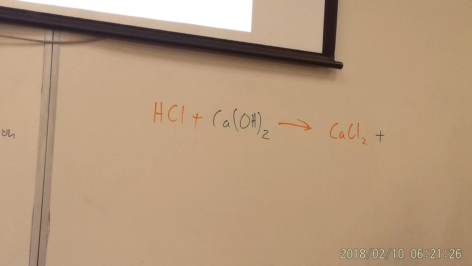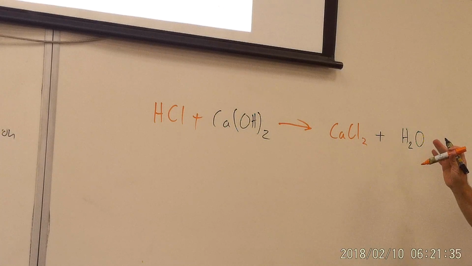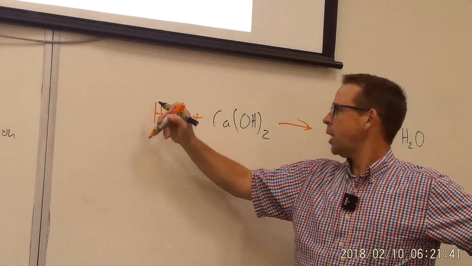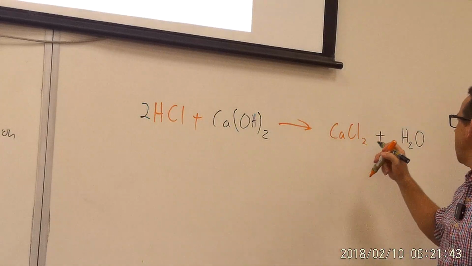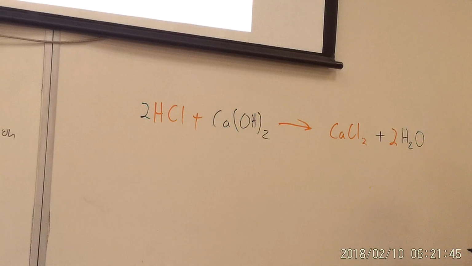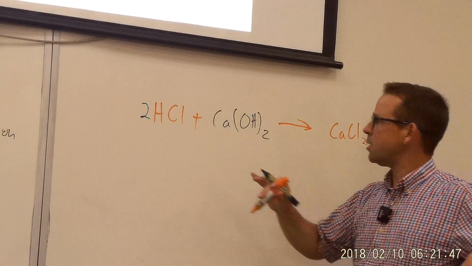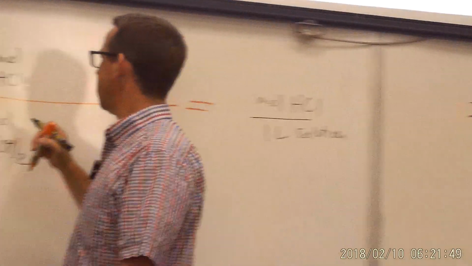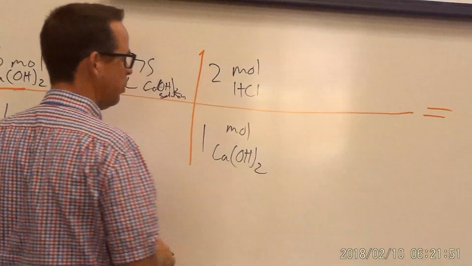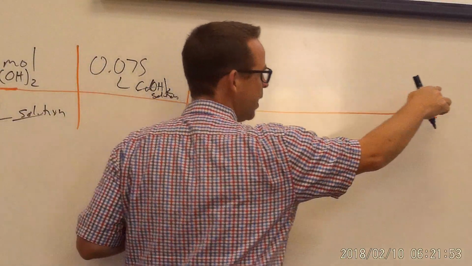Okay, so what's the other product? Water, H2O. Do I have to balance it? Yeah, I need to have it balanced, so I'm going to use the stoichiometry. What's the answers here? I need a 2 here. I'm going to get a 2 here. Very good. So what that does for me is tells me that there's 2 moles of this for every 1 mole of that. I got moles of HCl on top.